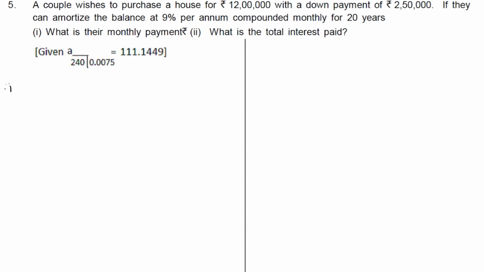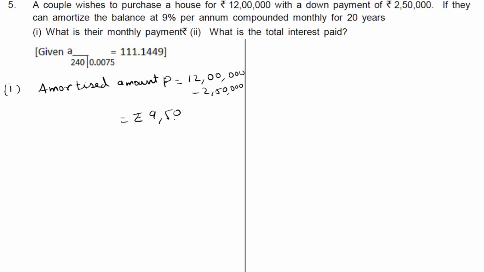So first let us find the amortized amount. That is the amount for which the loan should be obtained. Amortized amount P is equal to 12 lakhs minus 2,50,000. So it will be rupees 9,50,000.